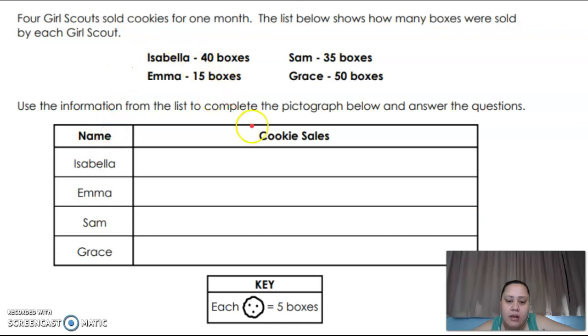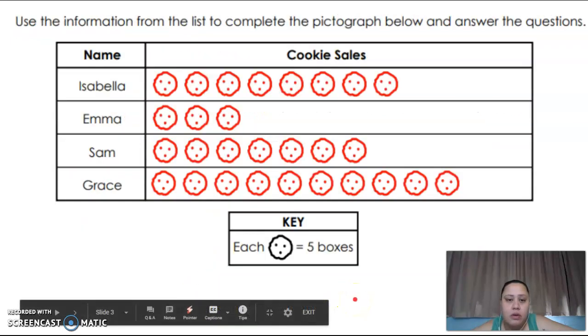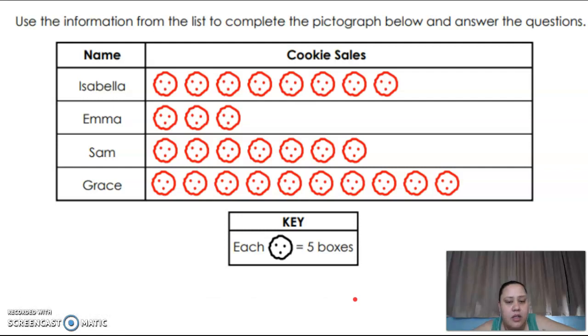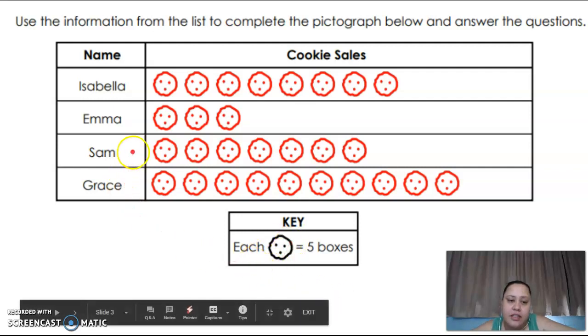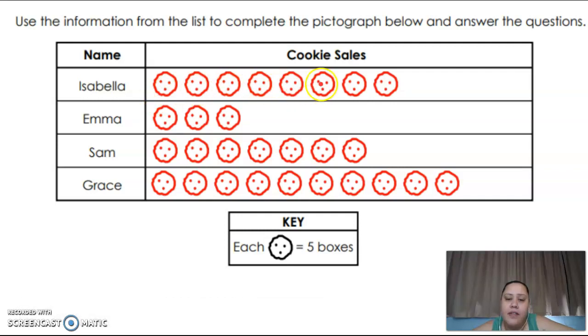So once we draw out the boxes using cookies, it will look like this. So every cookie would equal 5. And just to verify, this would be 5, 10, 15, 20, 25, 30, 35, 40. So Isabella had 40, Emma had 15, Sam had 35, and Grace had 50. And you can tell here, looking at this picture graph, that Grace did sell more cookies and Isabella came in a close second.